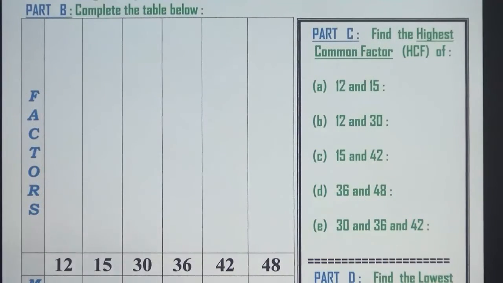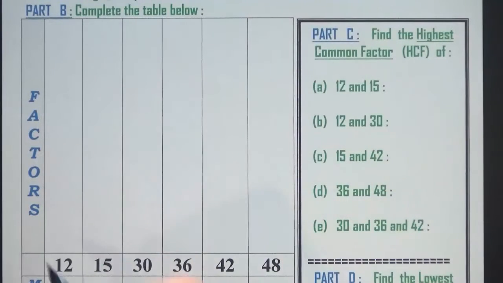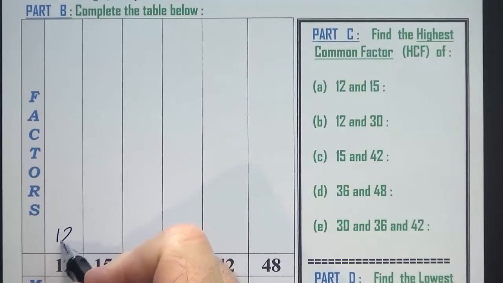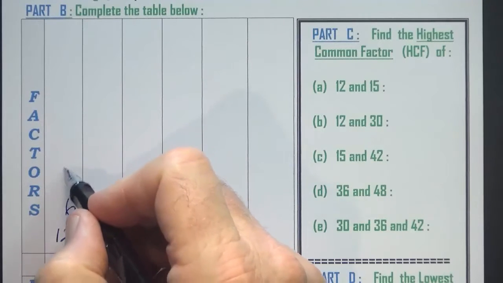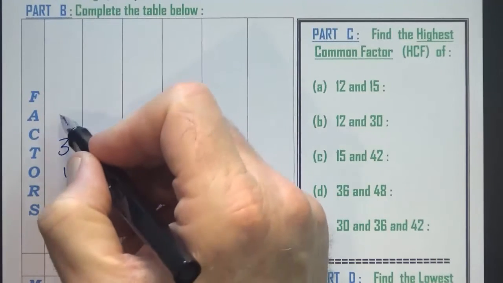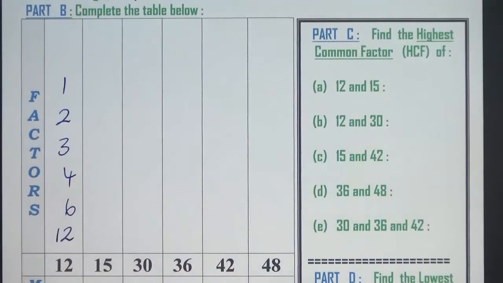Part B of the worksheet lists the factors of some numbers. So the factors of 12 we've already listed. They were 12, 6, 4, 3, 2, and 1. Now you notice I did them backwards. I find it easier to do them backwards when we're asked to list them.